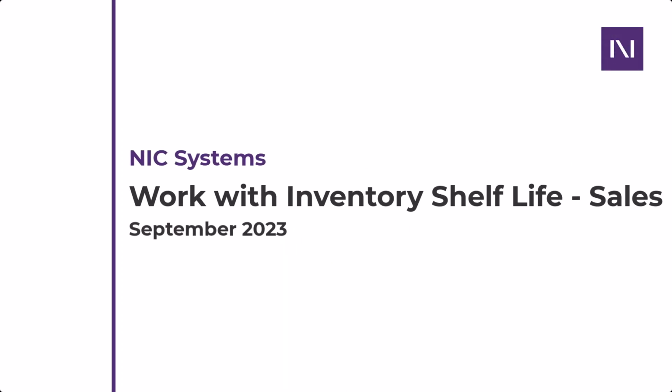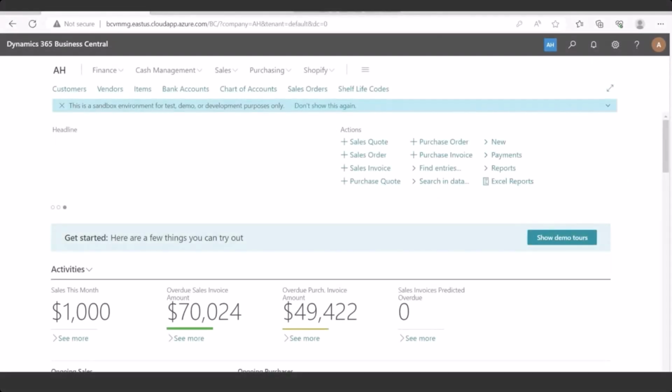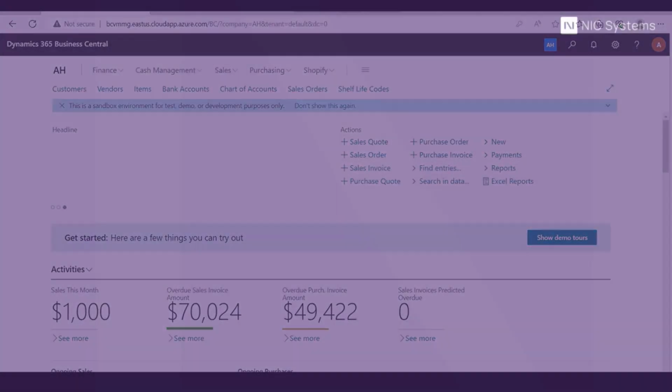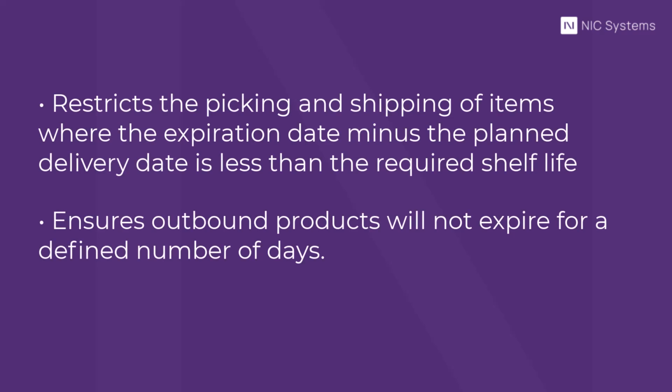Inventory shelf life has two core functionalities, sales and purchasing. In this video, we will be going over its application for sales. The Inventory Shelf Life app restricts the picking and shipping of items for which the expiration date minus the planned delivery date is less than the required shelf life. This ensures that outbound products heading to customers will not expire for a defined number of days.